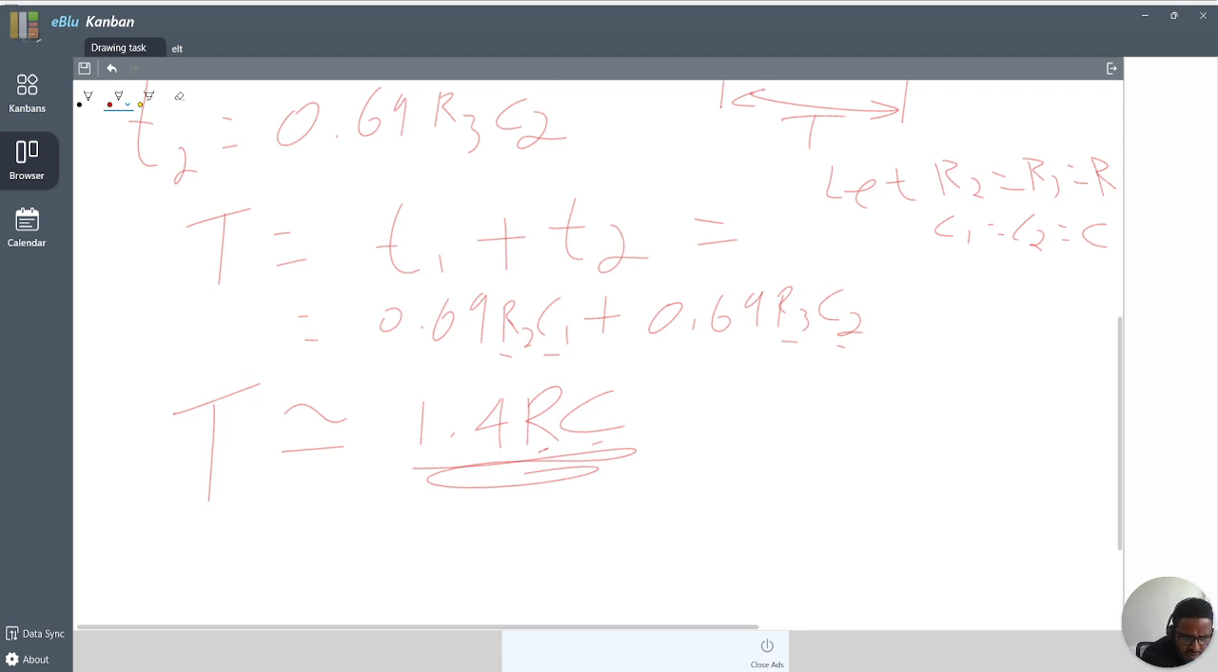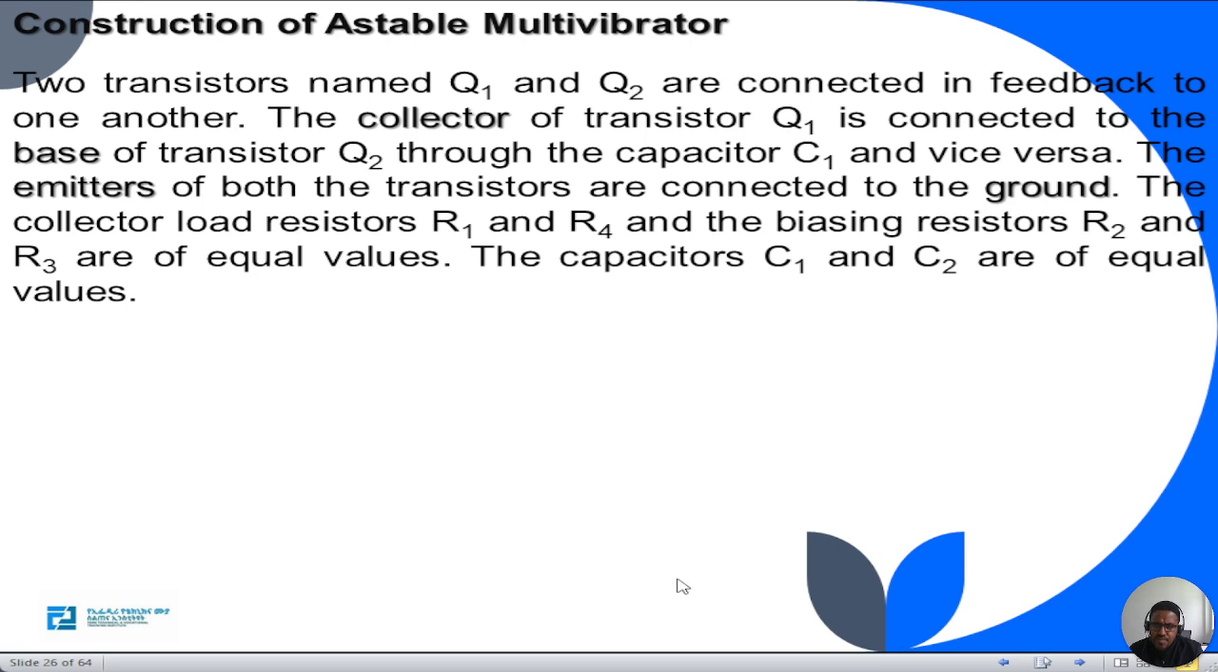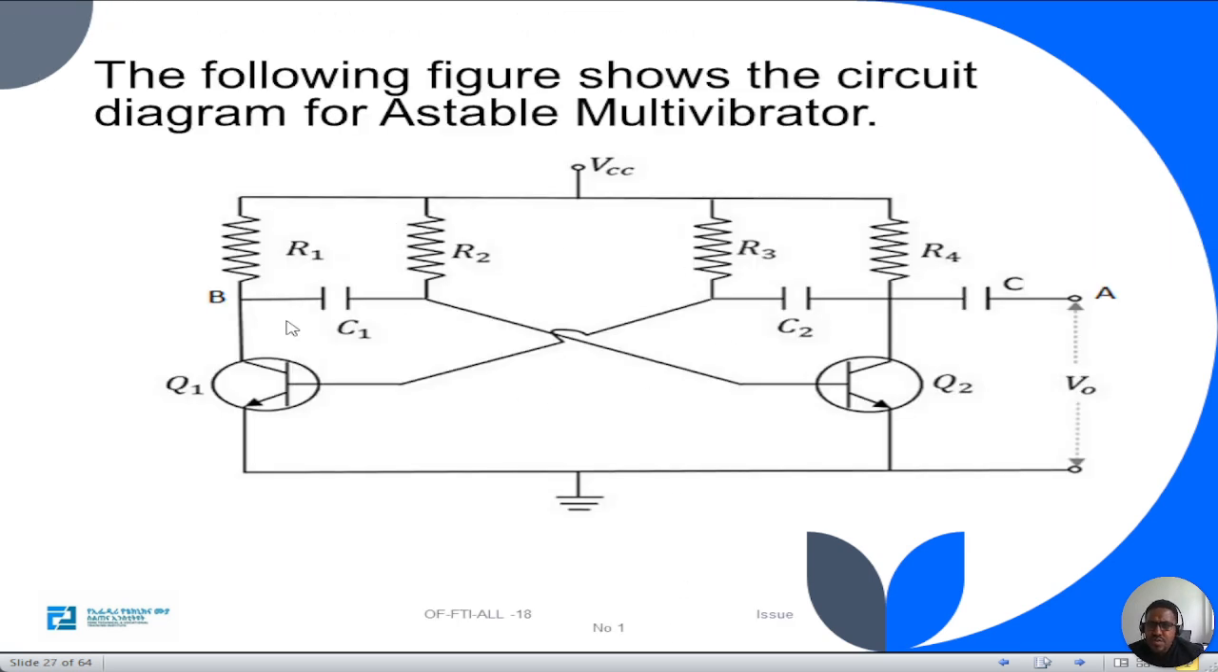And also we can get our frequency f equal to 1 over the period. So we can calculate the frequency. According to what I showed in the circuit, R1, R2, R3, R4 are connected in parallel with the VCC, C1 is between R1 and R2, and C2 is between R3 and R4. Our output is from the A terminal, and we can get it also from the B terminal.